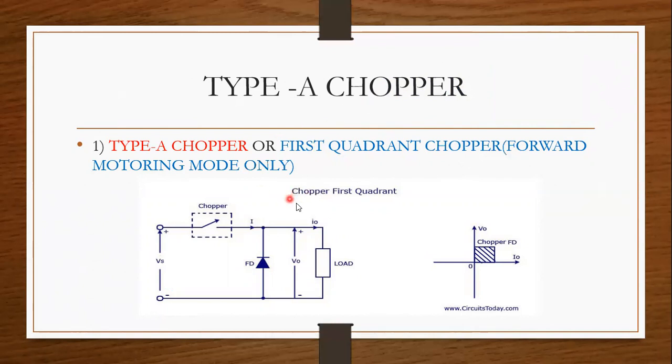This is the circuit diagram of this type A chopper. Understood? This is a type A chopper, the first quadrant operation of the chopper. In the first quadrant, the chopper drive operates in forward motoring mode. That's why it is first quadrant operation. Type A chopper is the first quadrant chopper, or forward motoring mode. This is its circuit diagram.